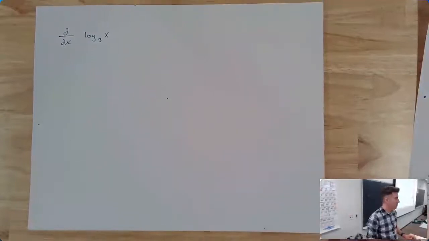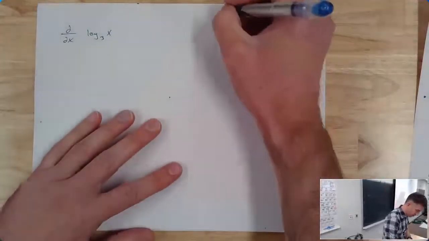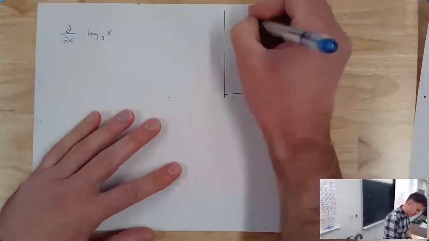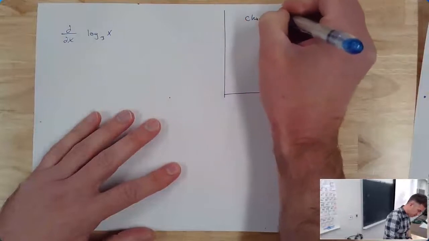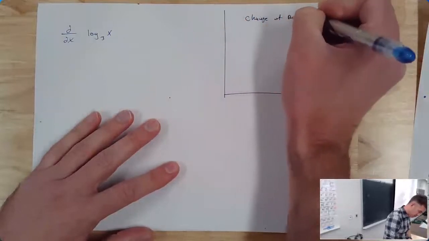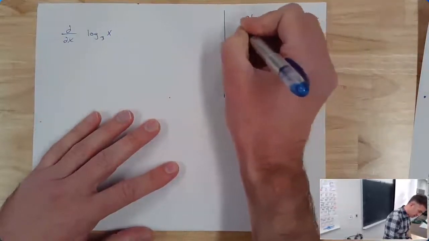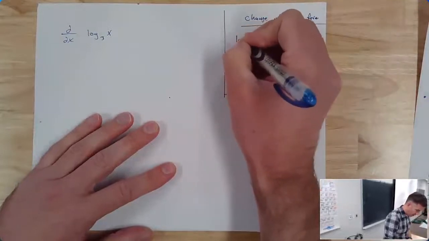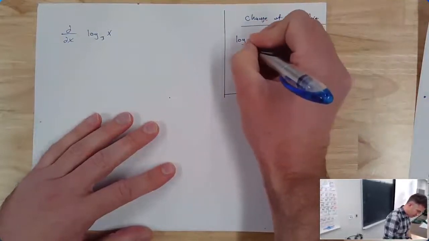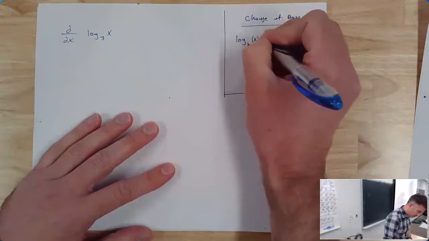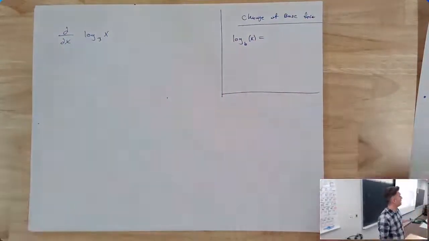Okay. So the nice thing about logs of different bases is it's very easy to deal with them. There's a couple different ways to get there. The easiest way though is just to use the change of base formula. The change of base formula just says that if you have log base b of x, you can rewrite this using any base you want.